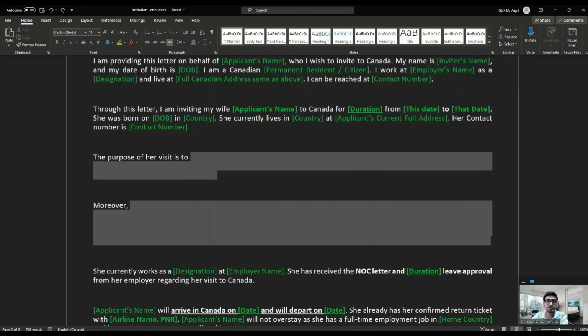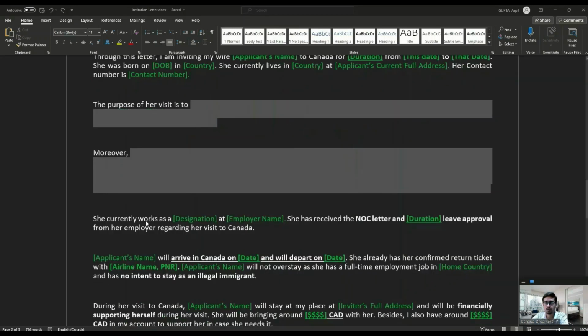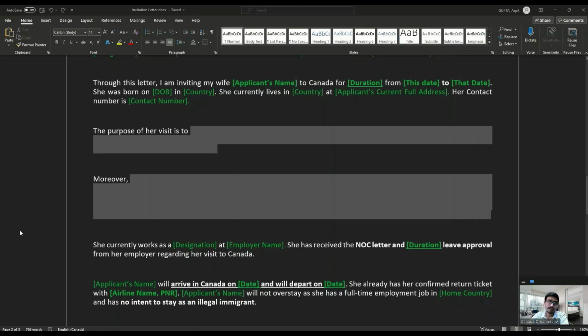If you have a permanent job, a well-settled business or any property in your home country, this works as a strong tie to your home country in tourist visa applications. We have only attached the NOC letter which my wife received from her employer mentioning that her 3 weeks of leave are approved to visit Canada. It is a good idea to have a return ticket because all IRCC officers want to know that you will go back to your home country before your tourist visa expires.